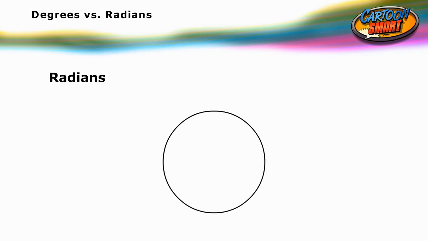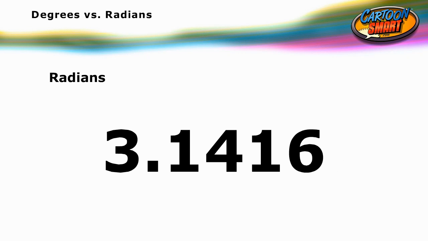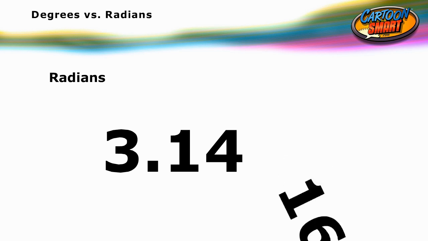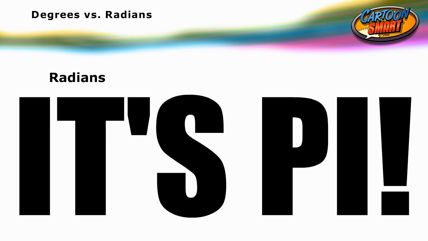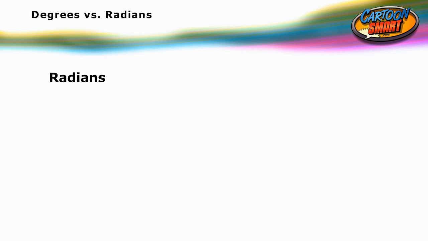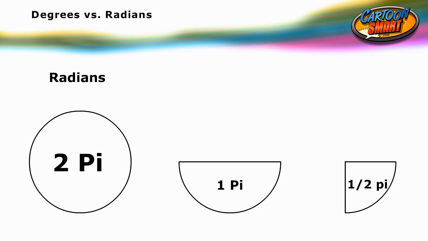A circle in radians is 6.2832. If that doesn't look familiar to you, then let's try dividing it by 2, 3.1416. If that doesn't look familiar to you, then let's try rounding it a bit, 3.14. And if that doesn't look familiar to you, then how about I just shout, it's pi! If that doesn't sound familiar to you, then try going through school a second time. So, in radians, a circle is 2 pi's. Half a circle is 1 pi. A quarter of a circle is half a pi, and so on and so forth.